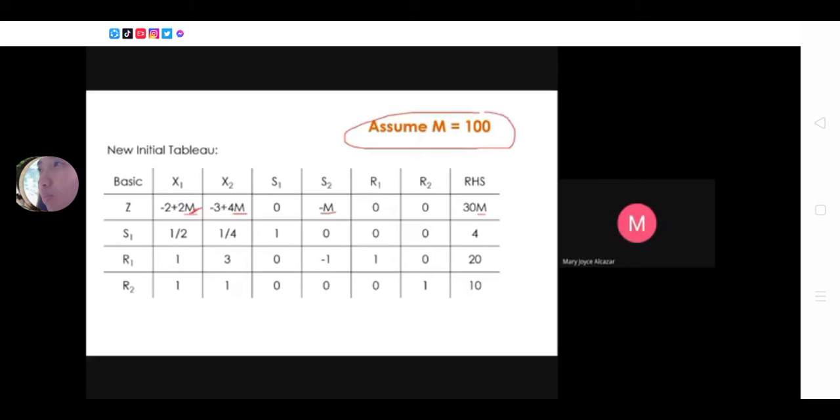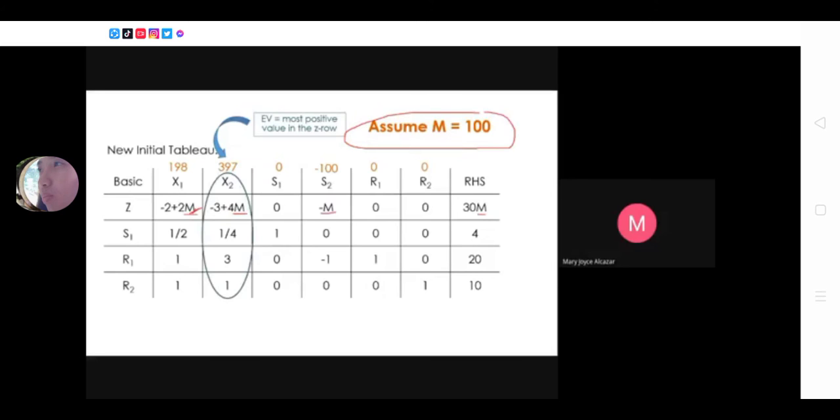So for x1, that is negative 2 plus 2 times 100. So the value is 198. For x2, that is negative 3 plus 400. So that is 397. For s1, that is 0. For S2, that is negative 100, R1 is 0, and R2 is 0. So the most positive value in the 0 is 397. So x2 becomes our entering variable.